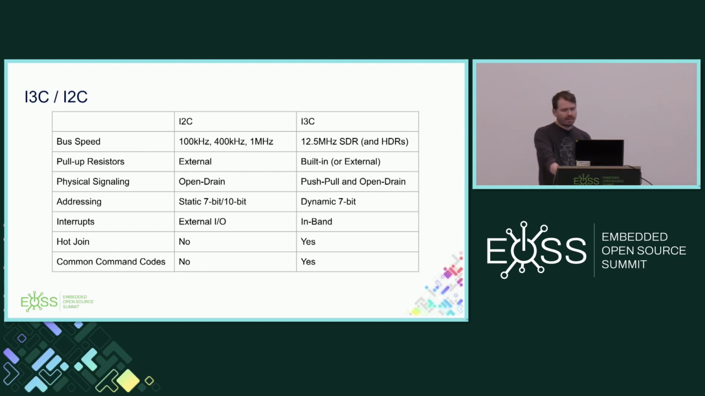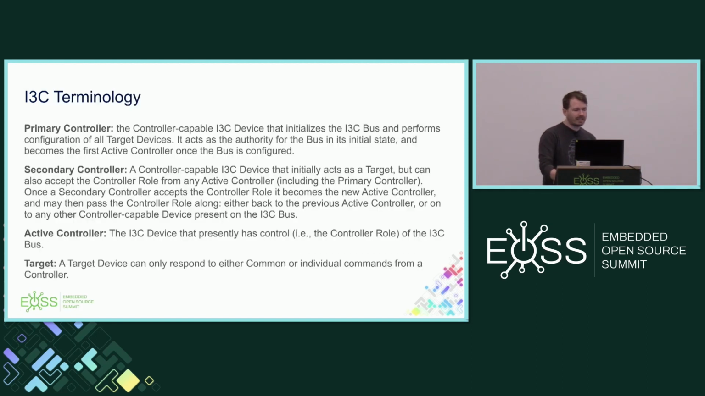Interrupts: let's say you have a sensor, an accelerometer. Typically you have a data ready pin, for example, and that does require additional I/O on your processor. For I3C, there are in-band interrupts, where the interrupt happens in line on the data lines that a device can give. I3C can also support hot joining, so a device can be plugged in or powered on and get assigned its address. There are also common command codes, which are a more standard way of communicating with devices.